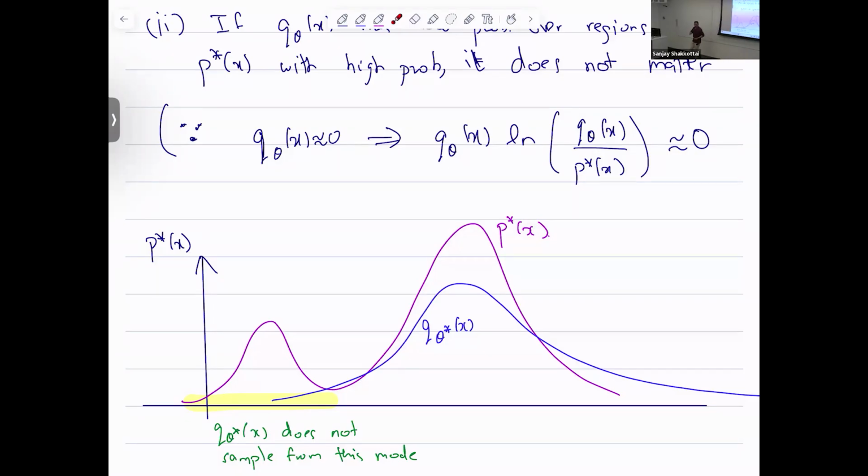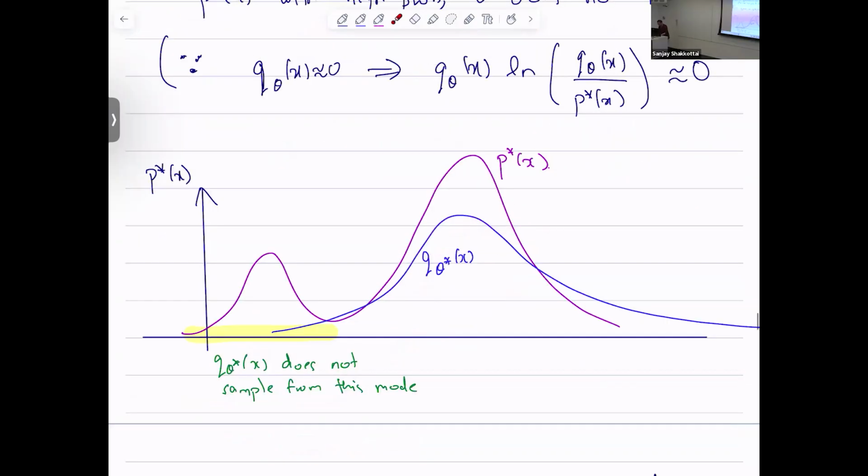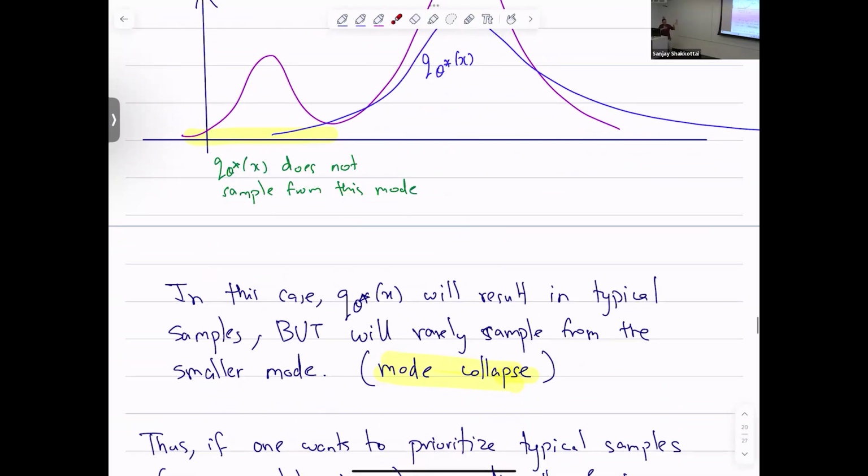So a reverse KL leads to mode collapse, okay? Meaning you will sample from one mode. Typically, if you look at it, you should go to the biggest mode because that's where you'll get the most mass, most value, okay? It'll lead to mode collapse, but it will not result in too many atypical samples, okay? So this is the intuition for forward versus reverse KL.